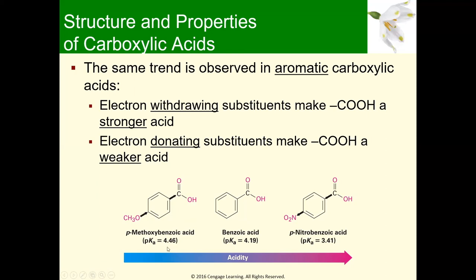And it's reflected in the fact that the pKa is a little higher. So it went from 4.19 up to 4.46. So electron donating groups make it a weaker acid. Electron withdrawing groups make it a stronger acid.